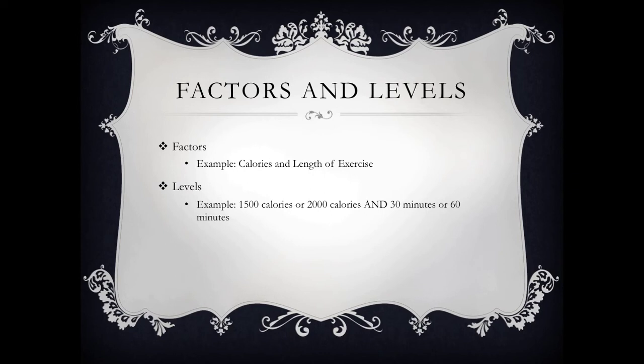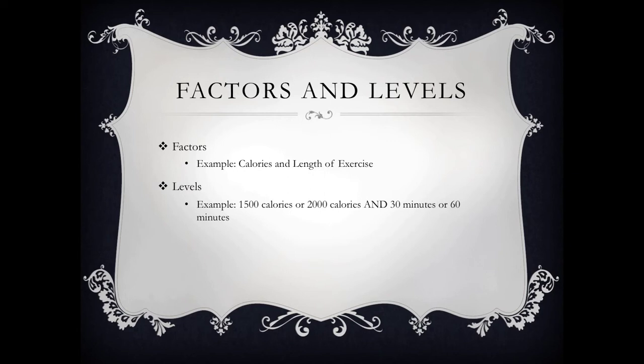So now we get back into experiments. And in experiments, you have factors and levels. Factors are the broader ideas, the big umbrellas of what you're studying. So for example, calories and length of exercise. Within your factors, you can then have levels for each of your factors.